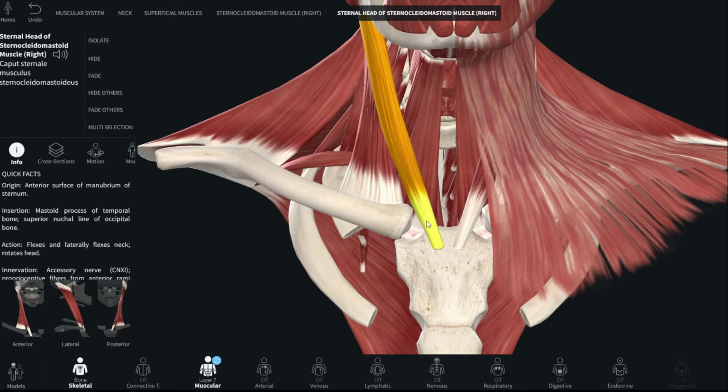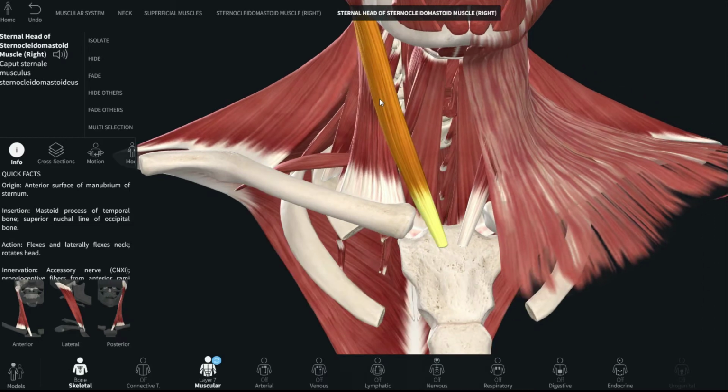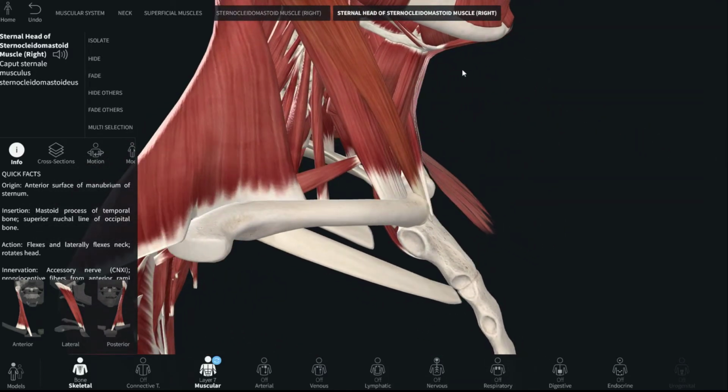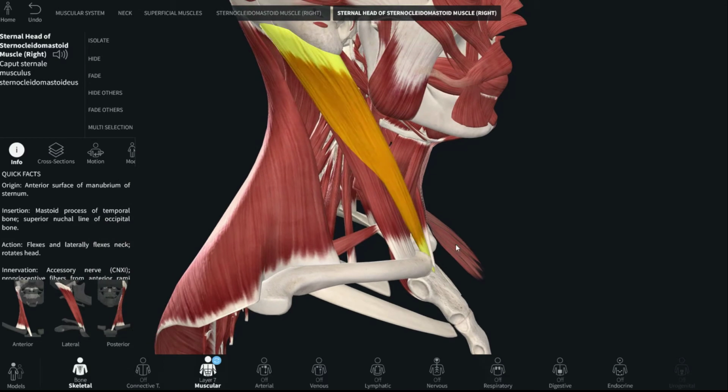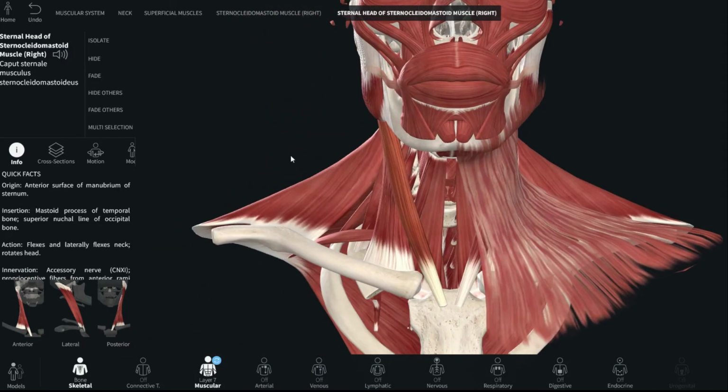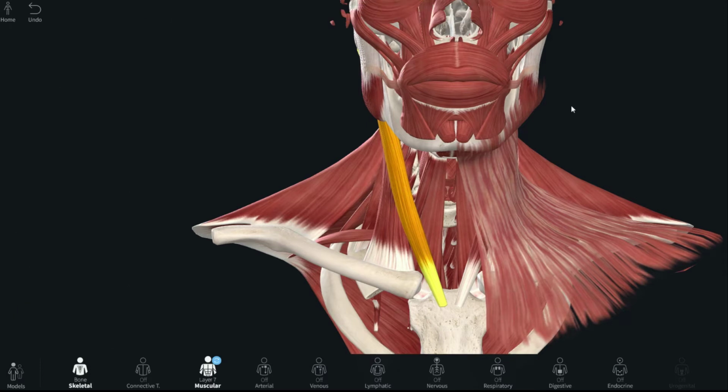This is passing, as we can see, upwards, a little backwards, and obviously without question laterally. So it's passing upwards, no doubt about that. A little backwards, which is appreciated from the lateral view. See, it's passing backwards, right? So it's passing upwards, backwards, and laterally, most obviously. Okay, so that's that about the sternal head.